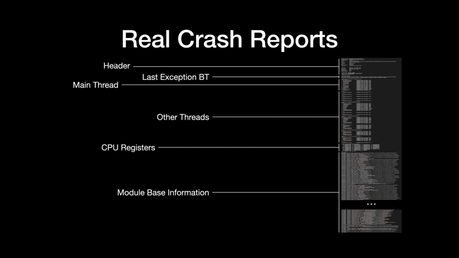So a crash report is made up of a header, a last exception backtrace, the main thread or the thread 0 stack, all the other thread stacks, a CPU register section, which is very interesting, but I apologize, I can't talk about it today, and then the module-based information that you need to symbolicate everything else.